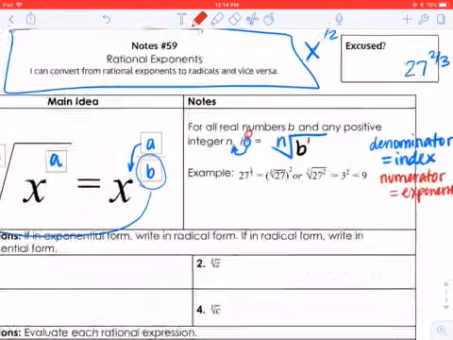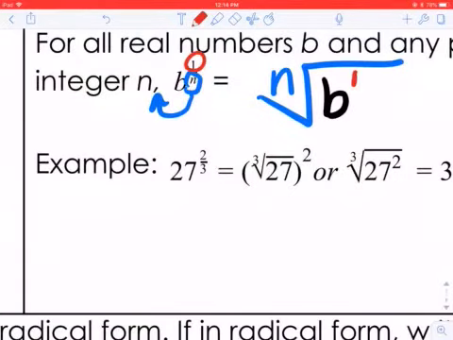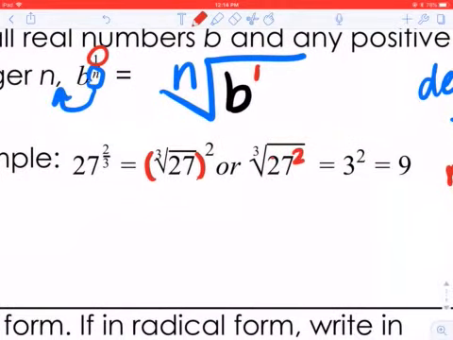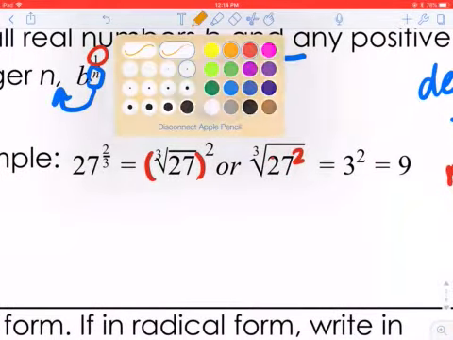For example, here we have 27 to the power of 2/3. The 3 swings out in front and becomes the index, and the 2 stays as the exponent. So we can write it in two separate ways. We can do the cube root first and then take it to the power of 2, or we can do the square first and then the cube root. It's really up to you and what seems easiest to you.